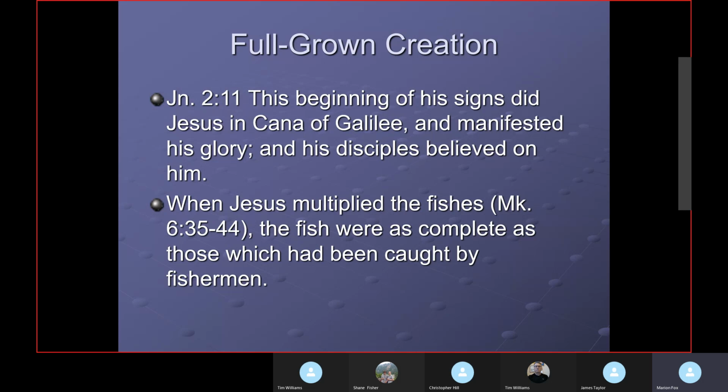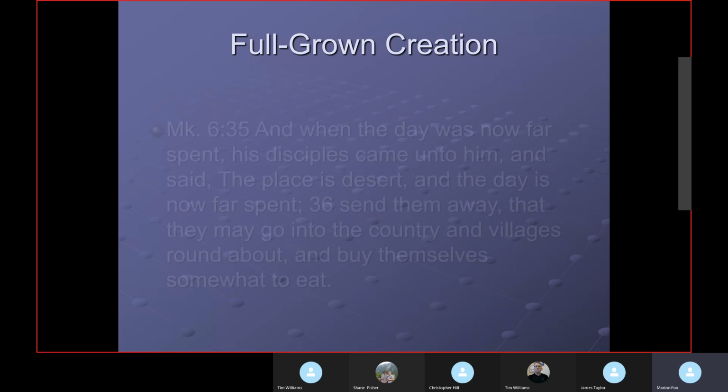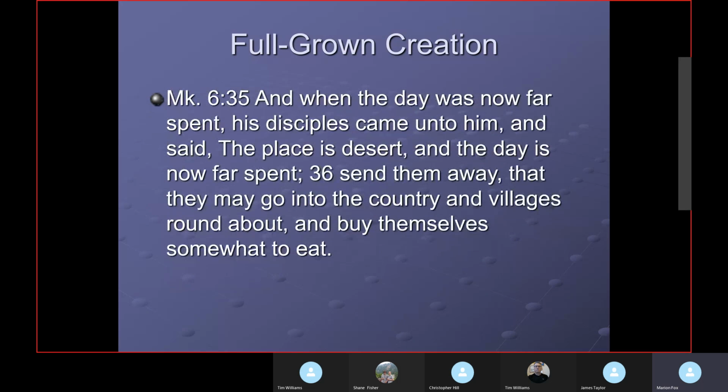He didn't have any scars and other stuff on that skin, I would argue. No evidence of having had leprosy, skin like a little baby's skin. When Jesus multiplied the fishes, and the word fishes is a plural form of fish in the older English, the fish were as complete as those when caught by fishermen. Of course, they were in cooked form as well.